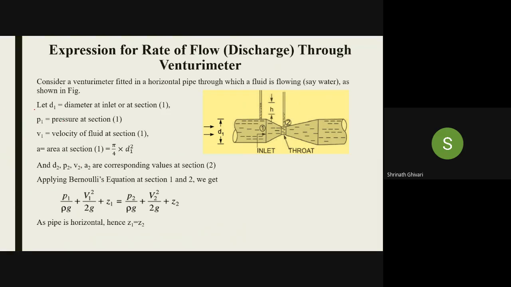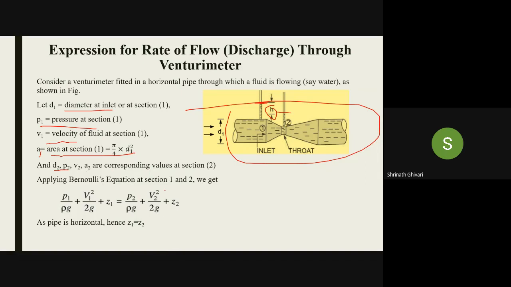What we have done is we have considered a horizontal pipe to which we have connected a Venturimeter like this. The fluid will be flowing through this pipe and the water will be rising in this pipe, and another fluid will be flowing through the throat and the water will be rising in this. The difference between these two is known as H. The pipe diameter is D1. The throat diameter we take as D2 because it is at section 2. Let D1 be the diameter at inlet at section 1, P1 the pressure at section 1, V1 the velocity of the fluid at section 1, and A1 the area at section 1, that is pi by 4 D1 squared. In the same way, D2, P2, V2, A2 are the values at section 2.